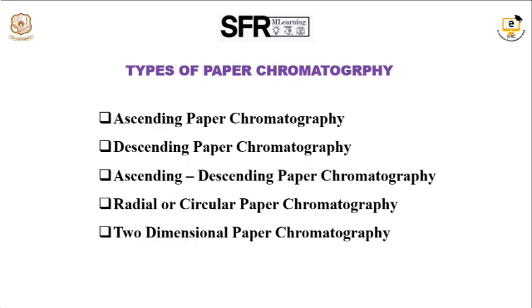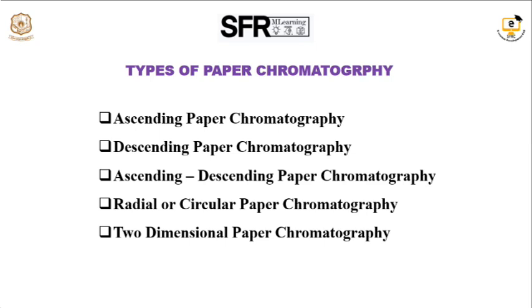Various types of paper chromatography are available. First, ascending paper chromatography, in which the solvent moves in an upward direction. Next, descending paper chromatography, in which the solvent moves downwards by capillary action. Then ascending and descending paper chromatography, which runs in both directions from a particular point. And next, radial or circular paper chromatography.